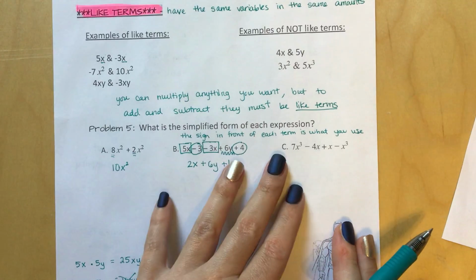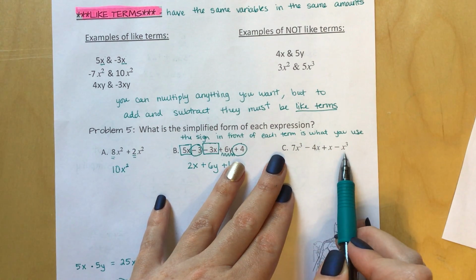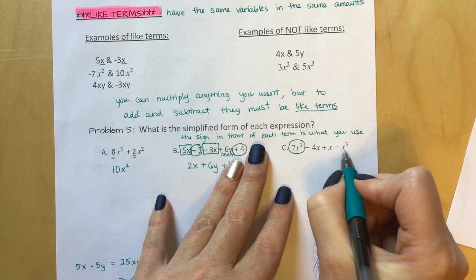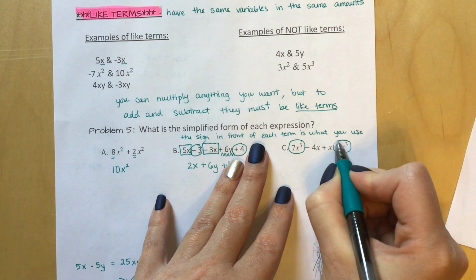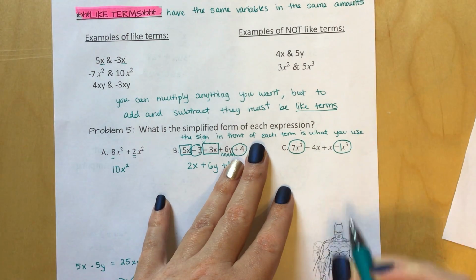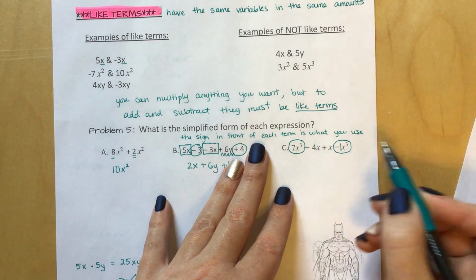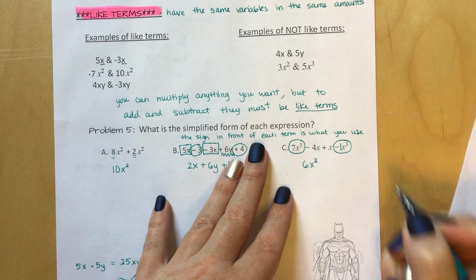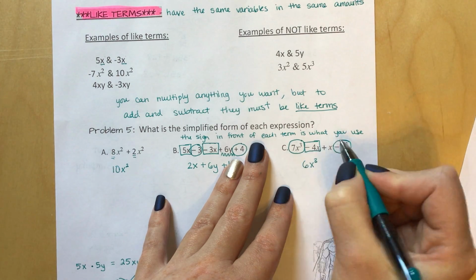For my final example, I have 7x cubed minus 4x plus x minus x cubed. All right, let's start with my 7x cubed, and I have an x cubed right here. Remember to include the sign in front of it, which is a minus, and remember there's an invisible 1 in front of that, so if you need to write in your 1, you can. So 7 minus 1 is going to get me 6, and then your variable comes along for the ride, 6x cubed. Now, let's look at my plain x terms.